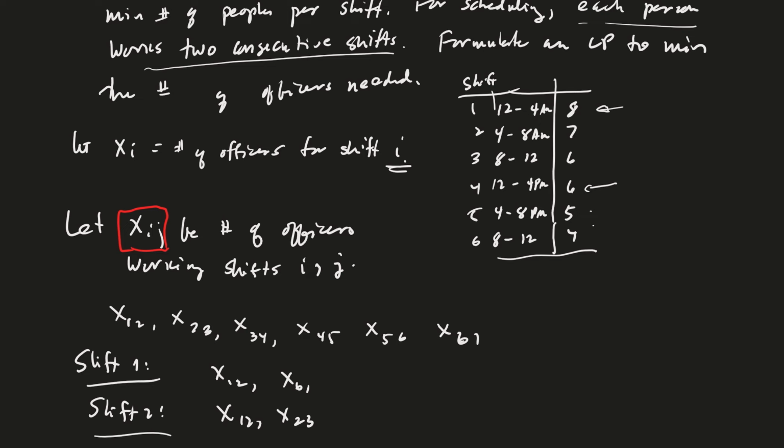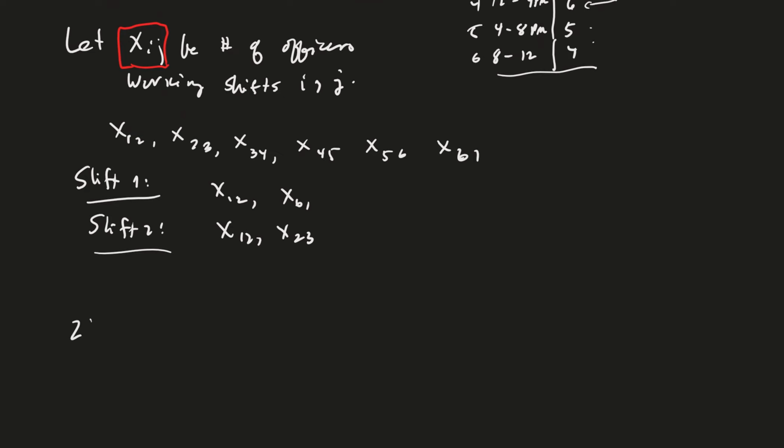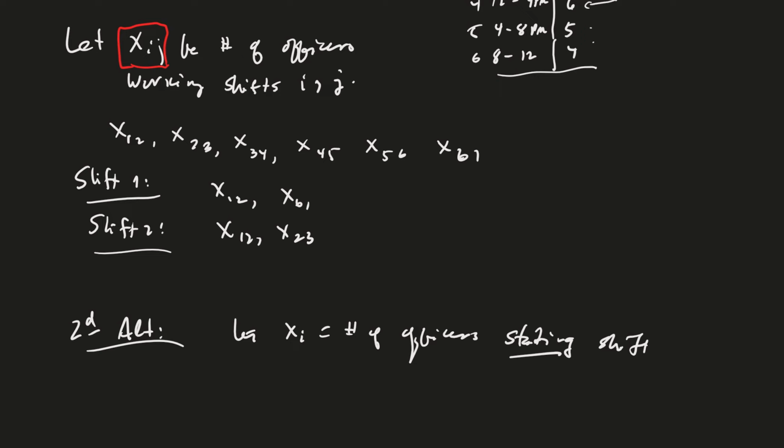Very good. All right. Of course, there is a second alternative as well. Second alternative is you could say let xi be the number of officers starting on shift i, because then you could just assume that the second shift is i plus 1. So it would just be i and i plus 1 would be the 2 shifts that you would be working. But I think using this xij will be helpful in the homework. Okay, so that's why we went ahead and did that there.